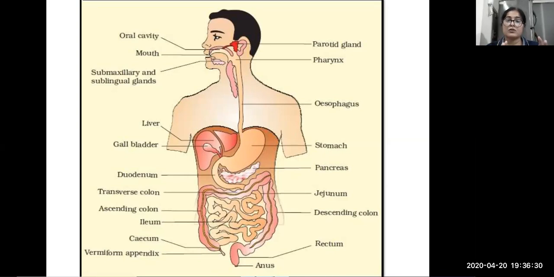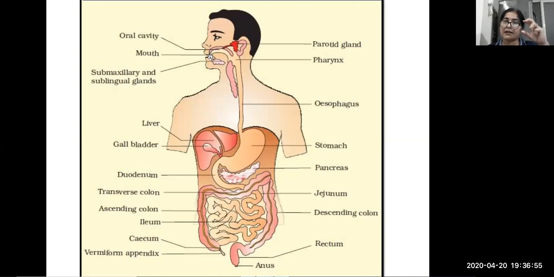So this is the human digestive system that contains two parts. One is the alimentary canal and the second is the digestive glands. These are called associated digestive glands. So let's start with a brief introduction of this system. The alimentary canal, the first part of the digestive system, starts from the mouth.